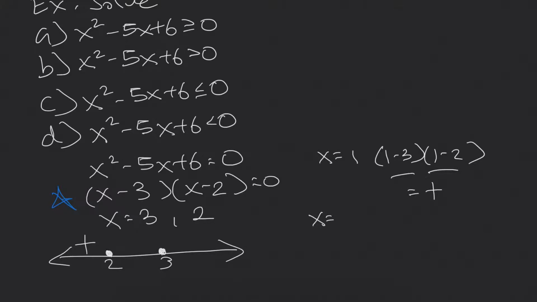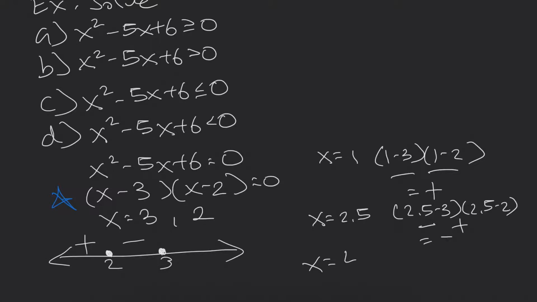Next, I'm going to pick something between 2 and 3. I'll do 2.5. I'm going to plug it into my function, so I'll have 2.5 minus 3, 2.5 minus 2. Well, 2.5 minus 3 is negative. 2.5 minus 2 is positive. A negative times a positive is a negative. Any number I would have picked between 2 and 3 would give me a negative number when I plug it into the function.